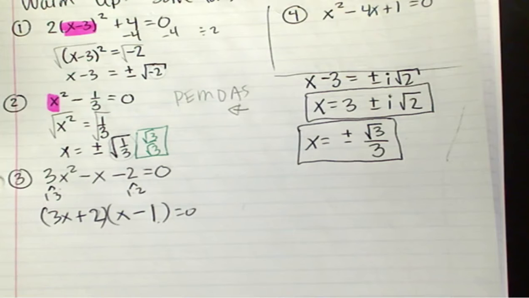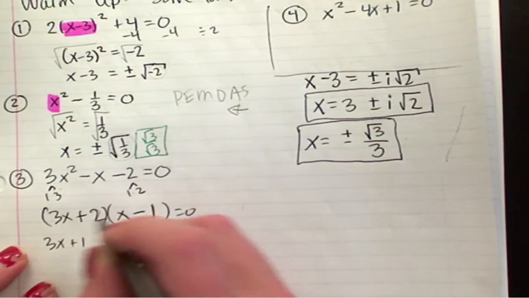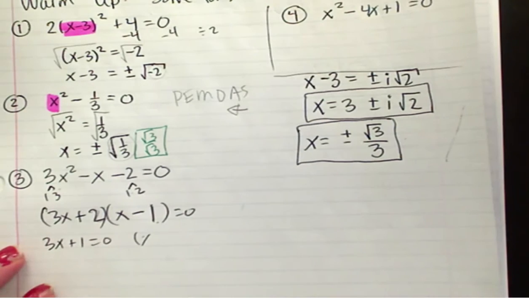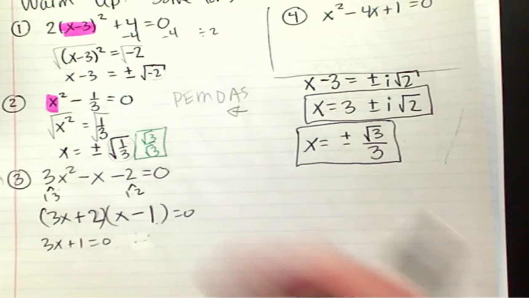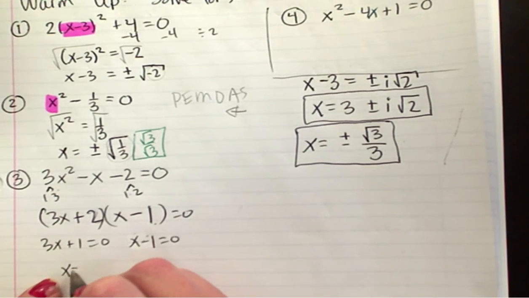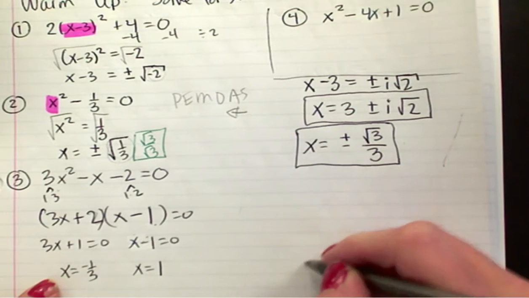Then I use my zero product property, which says that if I multiply two things to 0, one of them will be 0. One or both, doesn't matter. And then I continue solving for x.